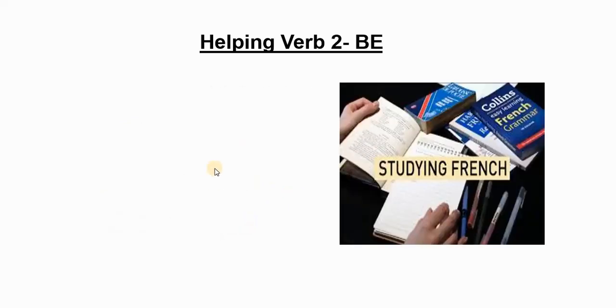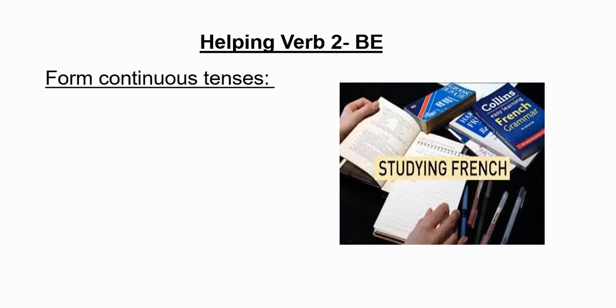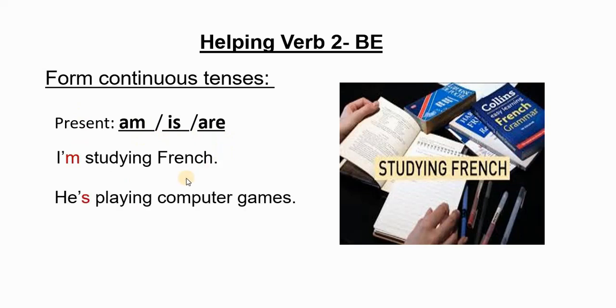Helping verb number 2 is be. We use be to form continuous tenses with the ing form of the verb. In the present continuous, be takes the form of am, is, and are. For examples, I'm studying French. He's playing computer games. We're watching a movie now.